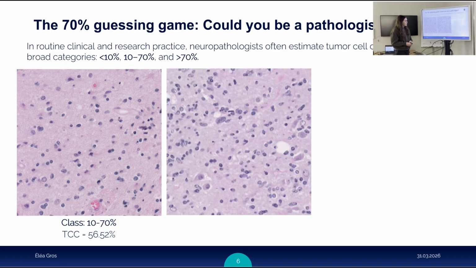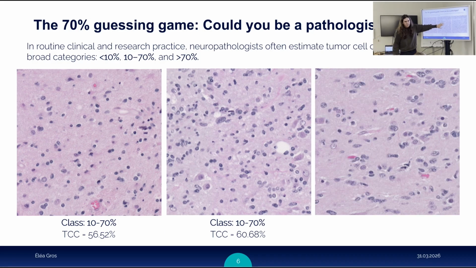If someone had to guess if this is actually close to the boundary, this 70% boundary. If we ask any pathologist, probably half of them would say this is below 70%, half of them would say it's above 70%. This one actually is slightly lower. And probably the same with this patch. It's also very hard, even with training, to say if it's actually below or above this threshold.